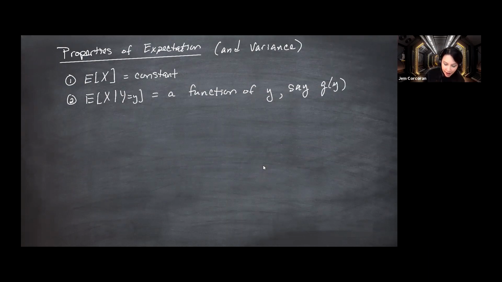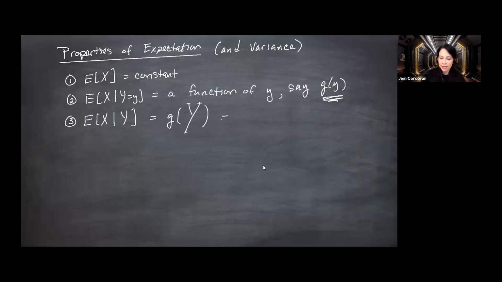Things we're going to be using today are expectations like this. The conditional expectation for x given capital Y. And this is defined to be this function of y, but with the capital Y plugged in. So this is a random variable. This is the g from property 2 with a capital Y plugged in. And so it has a distribution, it has a mean, it has a variance, it has all sorts of things.